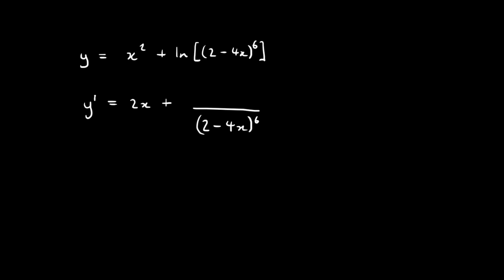So if I differentiate this with the chain rule, I'm going to get 6 bracket 2 minus 4x to the power of 5. Then differentiate inside the bracket, which gives me negative 4. And I multiply through by negative 4. Okay? Now I can cancel off, can't I? I can divide top and bottom in this case by 2 minus 4x to the power of 5. So I differentiate that, cancel that and that, which is going to give me here 2x minus 24 over 2 minus 4x.